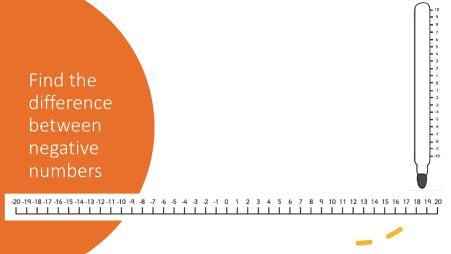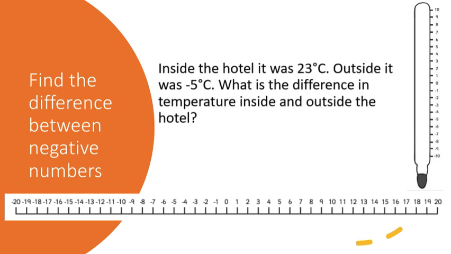On to session 3. We're finding the difference between negative numbers. Here's the problem. Inside the hotel, it was 23 degrees C. Outside was minus 5 degrees C. What is the difference in temperature inside and outside the hotel? Work it out. Okay, let's have a look together.